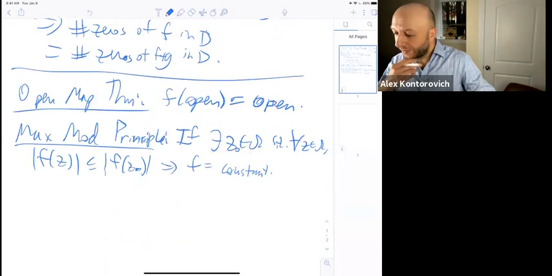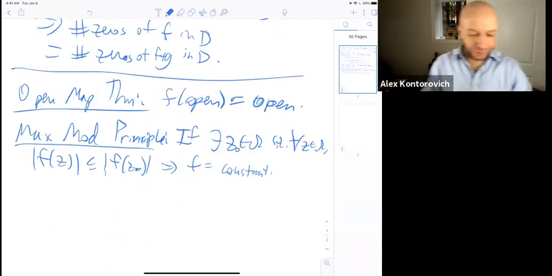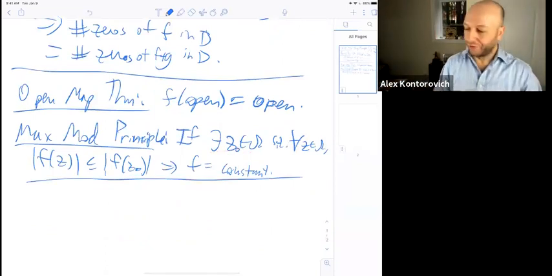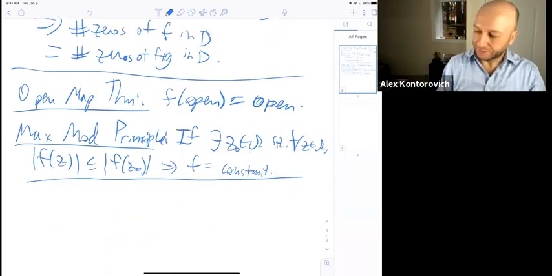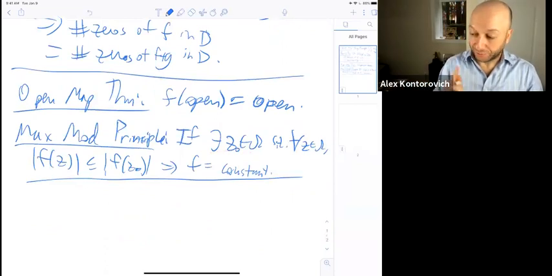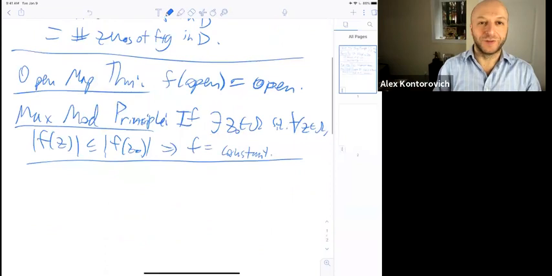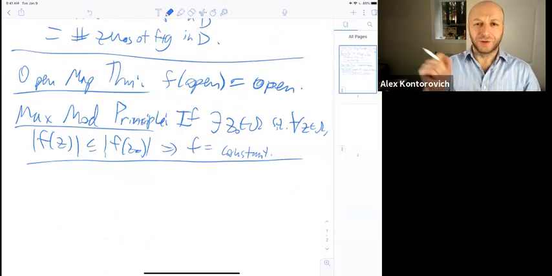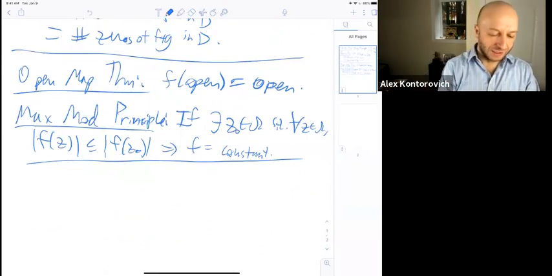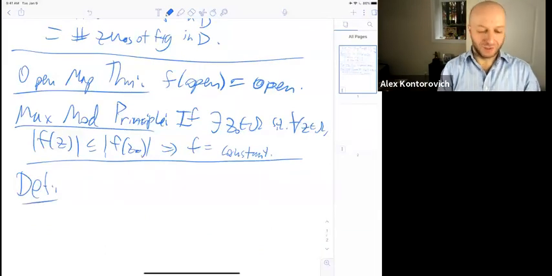Okay, and then we talked about homotopy, right? We got all the way to the definition, but maybe not the proof, still without the Jordan curve theorem, of the independence of the integral on the homotopy class. So definition, let's remember this.